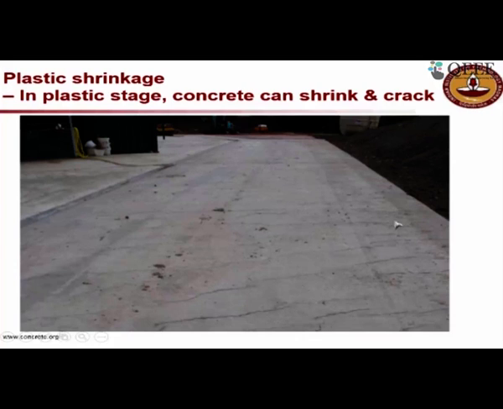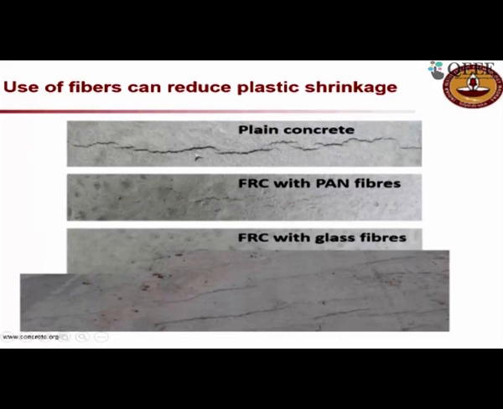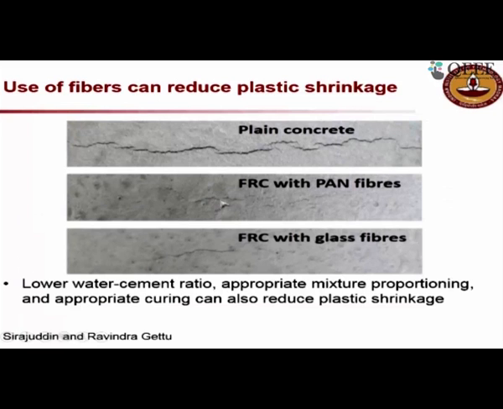Now this cracking could have been avoided if you were designing the concrete appropriately and at the same time also providing some fibers in the concrete. So this is an example of how cracking can be reduced or controlled by the use of fibers. This is fiber reinforced concrete, FRC, two fiber reinforced concretes and one plain concrete with no fibers. You can very clearly see that in the plain concrete there is significant cracking, and in this very little crack here, in this also very little crack. So definitely fibers are helping, but just putting fibers is not going to serve the purpose completely.